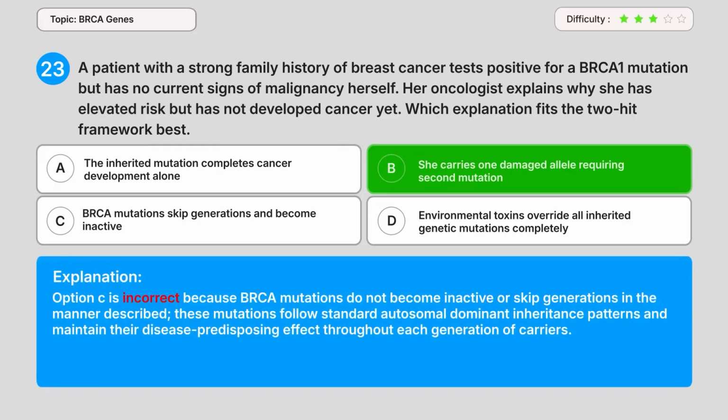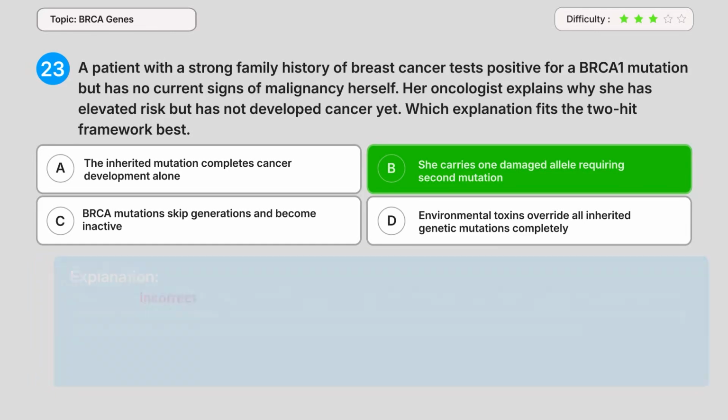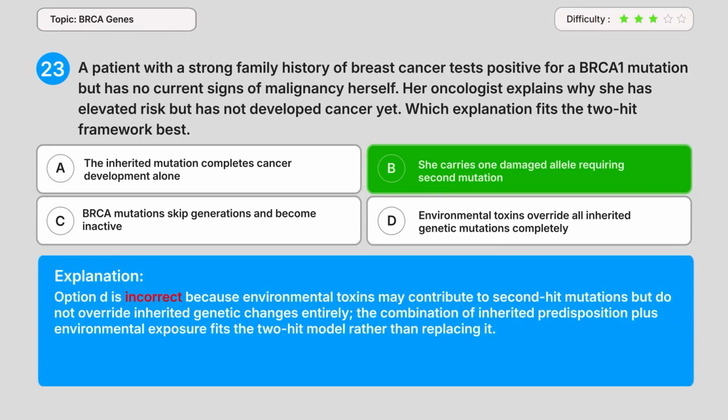Option C is incorrect because BRCA mutations do not become inactive or skip generations in the manner described. These mutations follow standard autosomal dominant inheritance patterns and maintain their disease predisposing effect throughout each generation of carriers. Option D is incorrect because environmental toxins may contribute to second-hit mutations, but do not override inherited genetic changes entirely. The combination of inherited predisposition plus environmental exposure fits the two-hit model rather than replacing it.